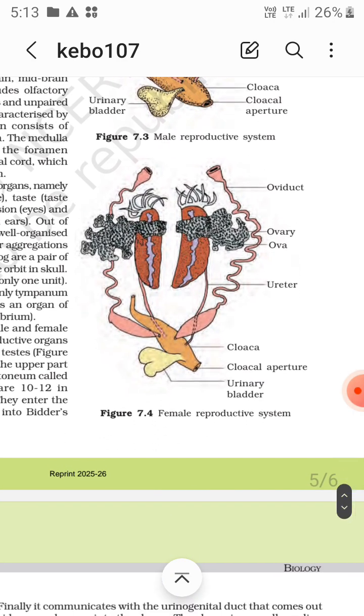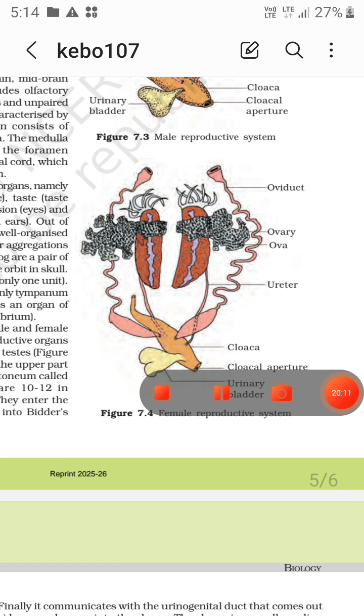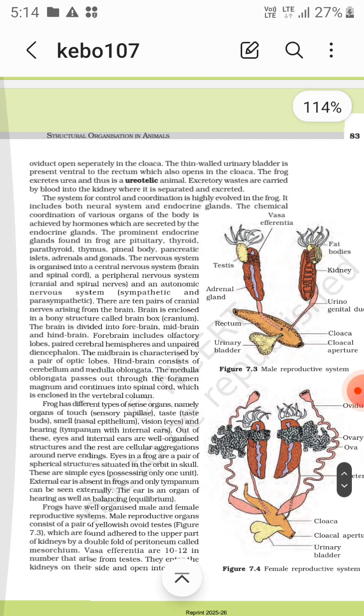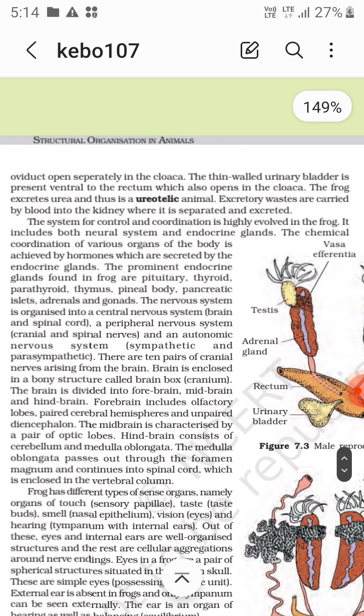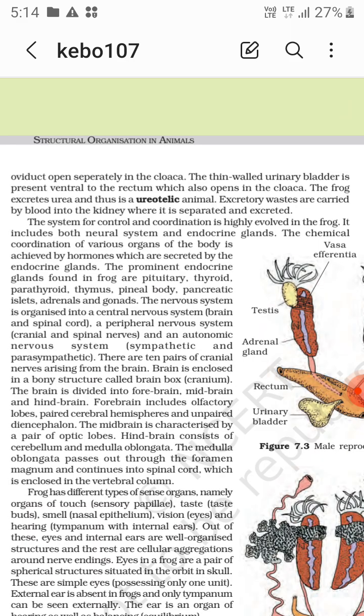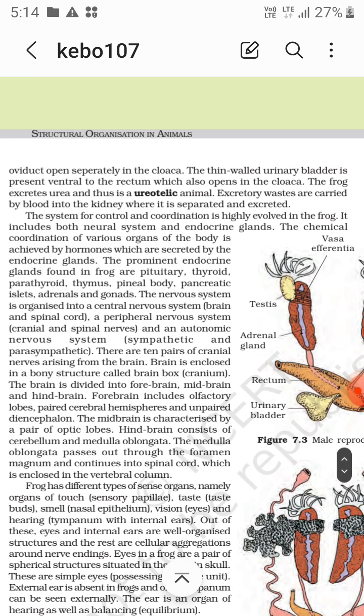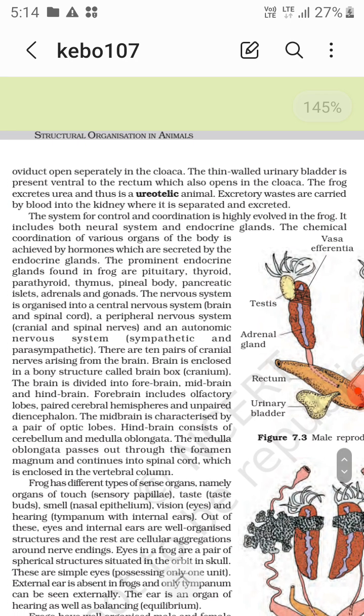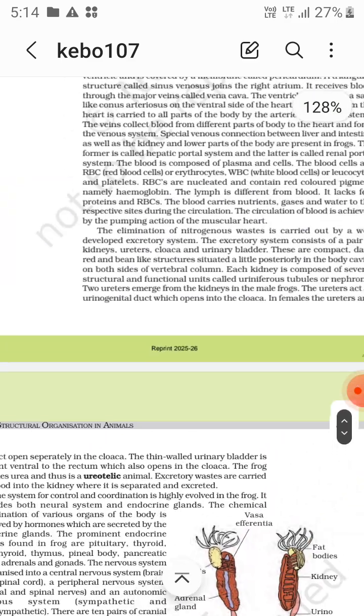Now female reproductive system. You can see there are the oviducts, the ovary, the ova, and the ureter, and there is a cloaca, cloacal aperture and urinary bladder. Remember, urinary bladder is ventral to the cloaca. It's written in here, it's important. The thin walled urinary bladder is present ventral to the rectum, which also opens in the cloaca. It's important.